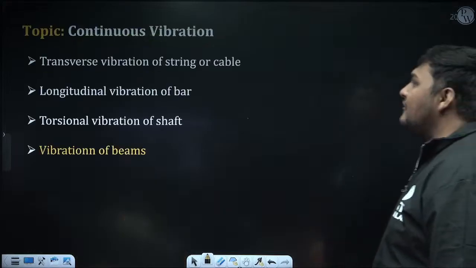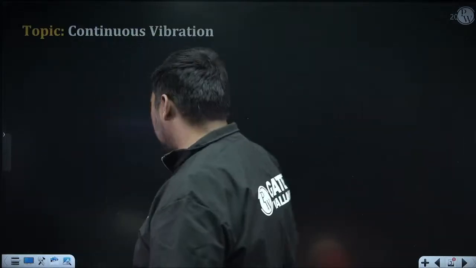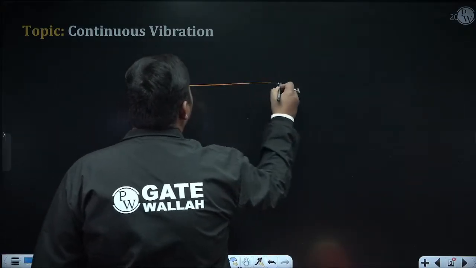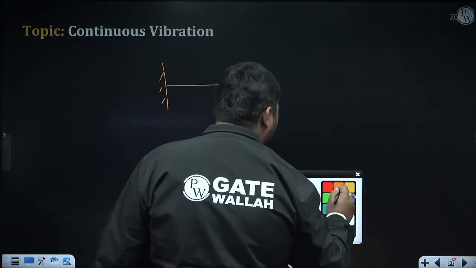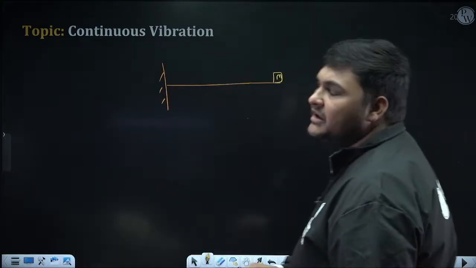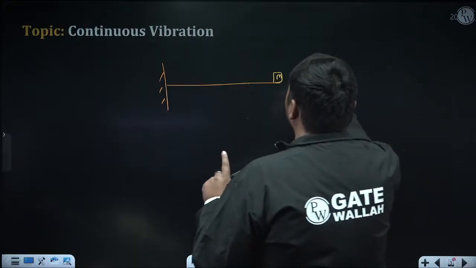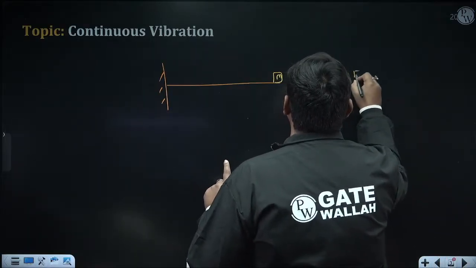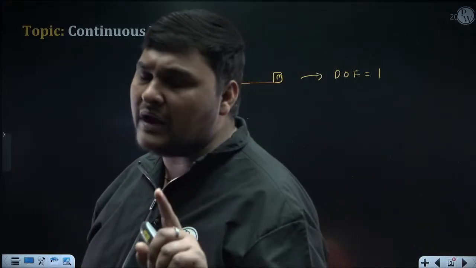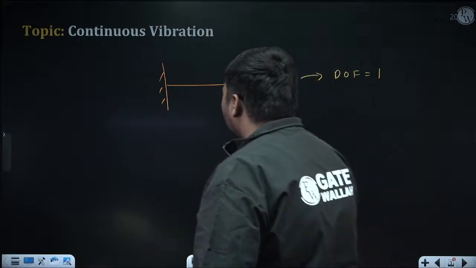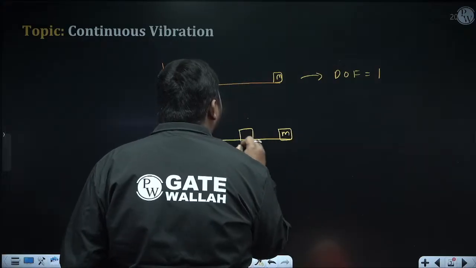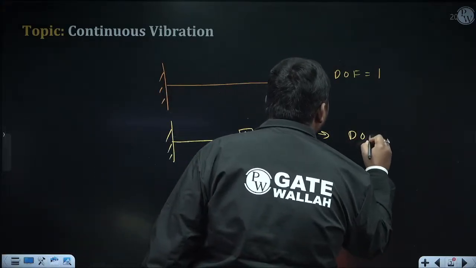Now first of all we will discuss what is the meaning of continuous vibration. See, suppose this is the beam, and suppose this beam is massless. Now in this beam one point mass is attached, and suppose transverse vibration is occurring in this beam. Then the degree of freedom of vibration of this system will be 1. This case we have already discussed, yesterday or day before yesterday. Similarly, if this beam is massless but 2 point masses are attached, then the degree of freedom of this system will be 2.